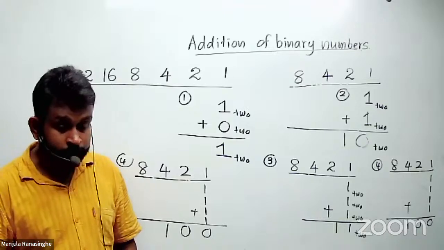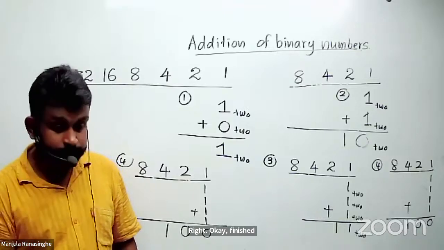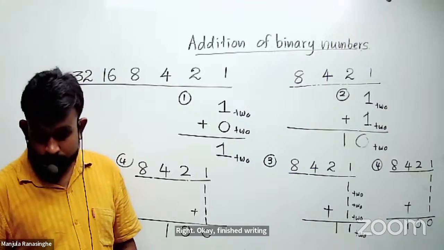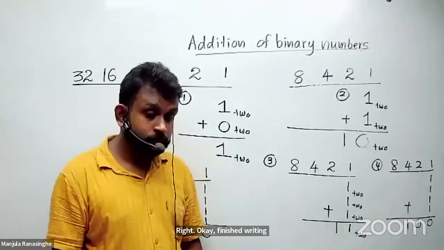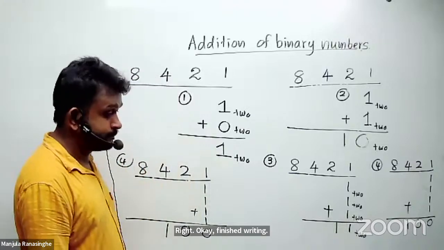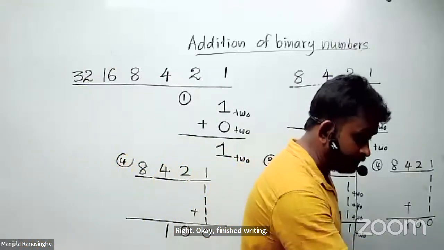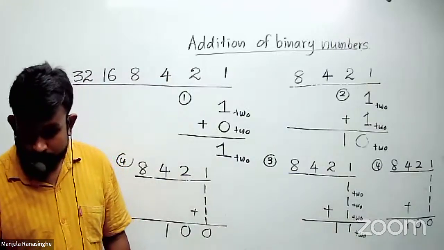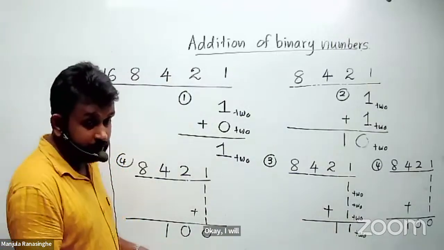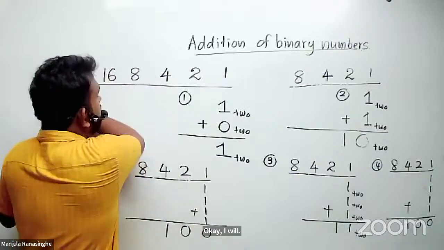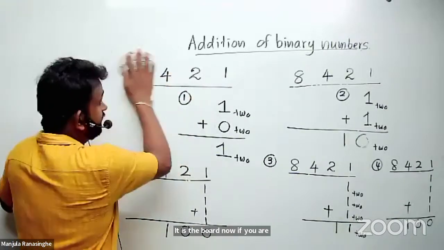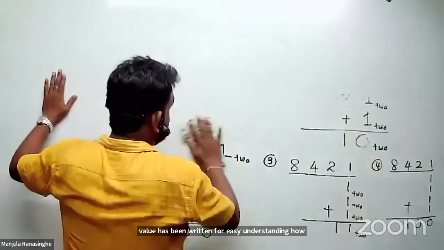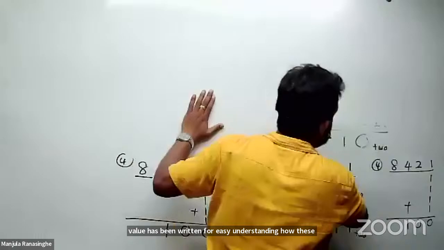Right. Okay, finish writing. Okay, I will erase the board now, if you're okay. Right. So the place values were written for easy understanding of how these values become in that way. Okay.